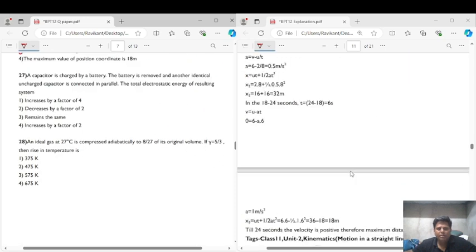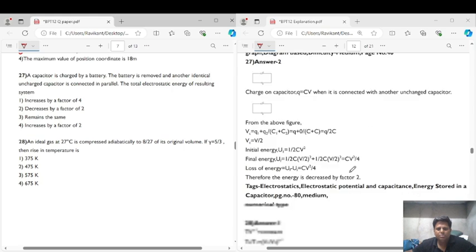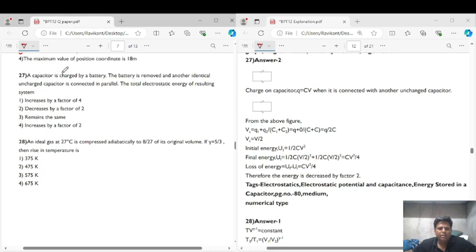Question number 27 says a capacitor is charged by a battery. The battery is removed and another identical uncharged capacitor is connected in parallel. The total electrostatic energy of the resulting system is. So initially let C1 is equals to C, then V1 is equals to V, right? So here the energy E1 will be equals to half C V square.